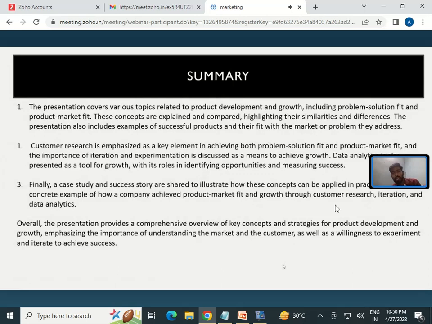All these things are related to business growth only. If your business is not growing, why would you do that? Now, with its role in identifying opportunities and measuring success, finally, we have seen some case studies. Airbnb, a great example. Netflix, an excellent example. You can see the growth in their business. This is how achieving these two topics in your startup or business can take it to the next level.